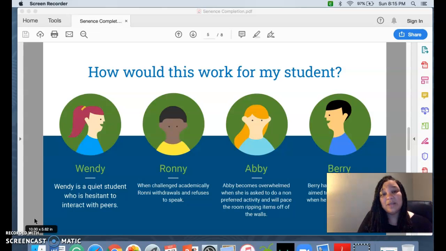This tool can also be used to evaluate their IEP goals. So keep that in mind because this is a great tool. Collect these papers that they write on and you can use that for their IEP data collection.